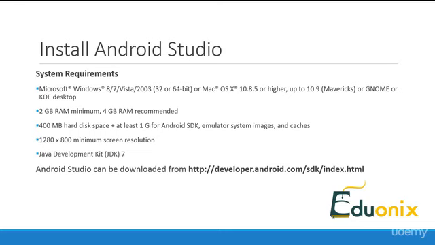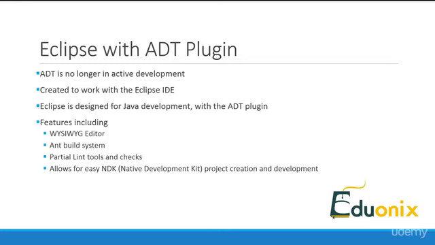A screen with a minimum resolution of 1280 by 800 and the Java Development Kit 7 installed, and associated symbols and paths declared will also be required. Then you can download Android Studio from http://developer.android.com/sdk/index.html. Another popular IDE for developing applications for Android devices is Eclipse using the ADT or Android Development Tools plugin.